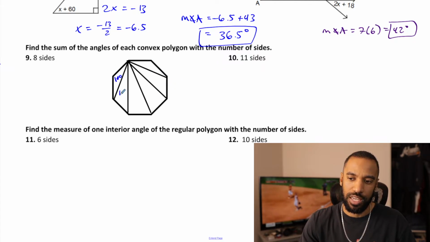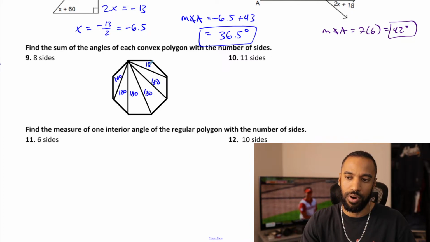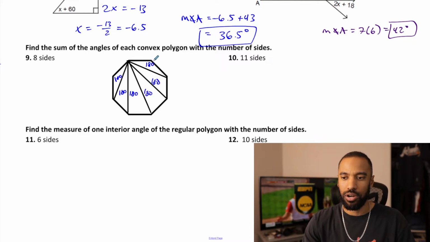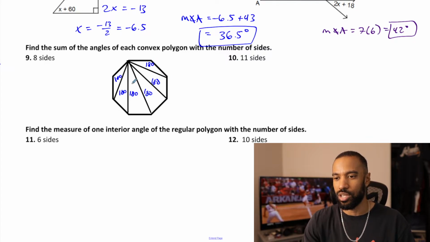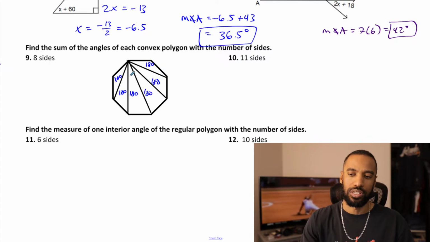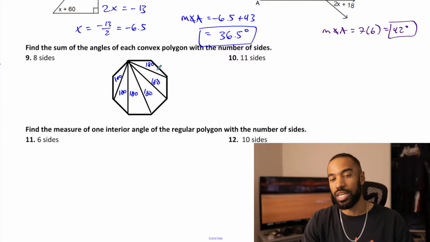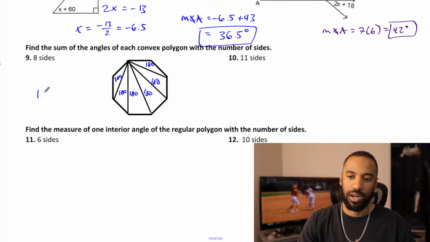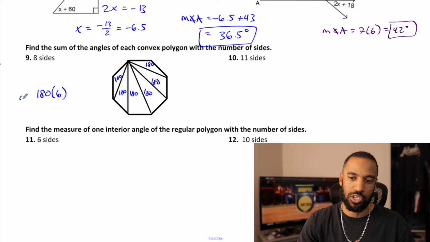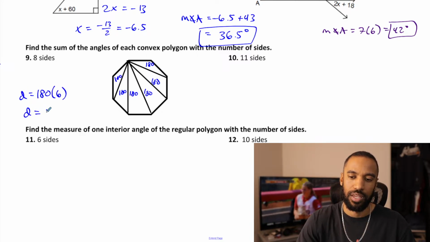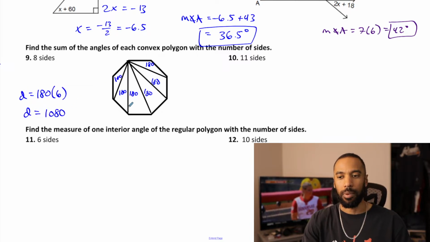All the triangles have an interior angle sum of 180 degrees. We just learned that from the previous problems. How many triangles are there in here? 6. What's each of their interior angle sum? 180. What's the interior angle sum of the entire octagon? 6 times 180. If D is 180 times 6, you get your value. Now that answers 1080.